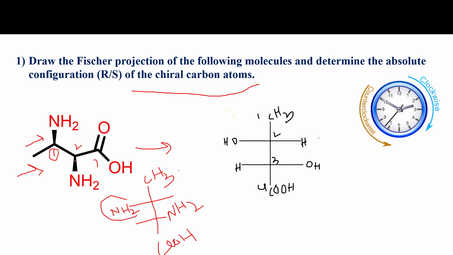If it is above the plane and in the even carbon, it will be placed on the right. So now we have to place that hydrogen. So now we have to draw the Fischer projection.